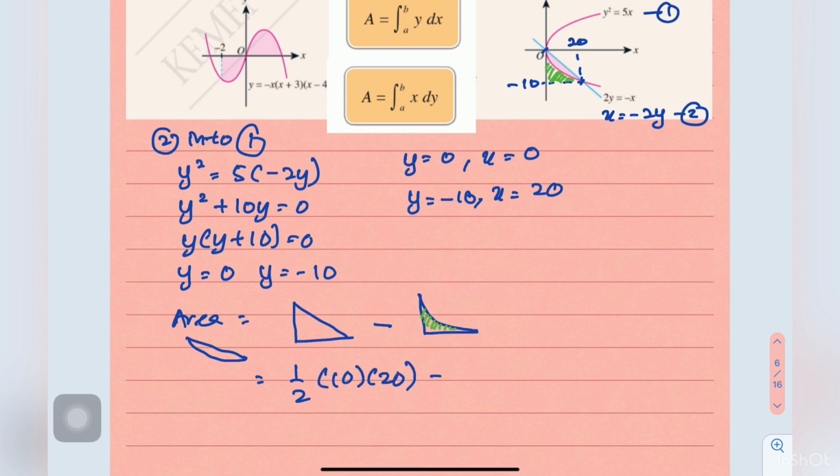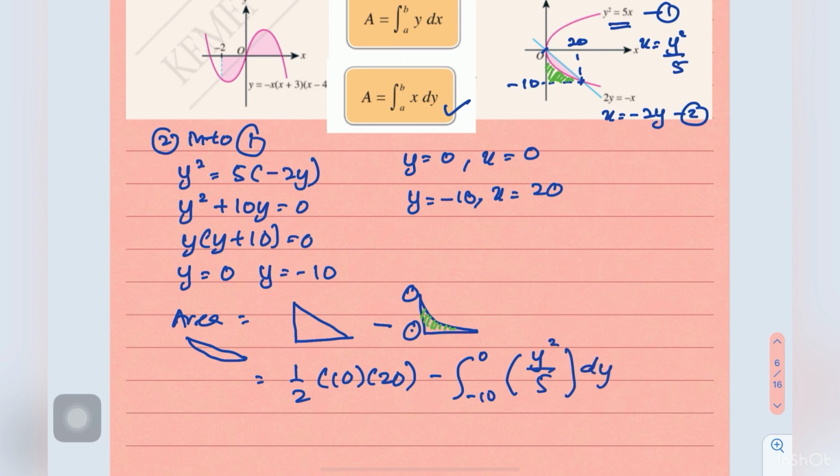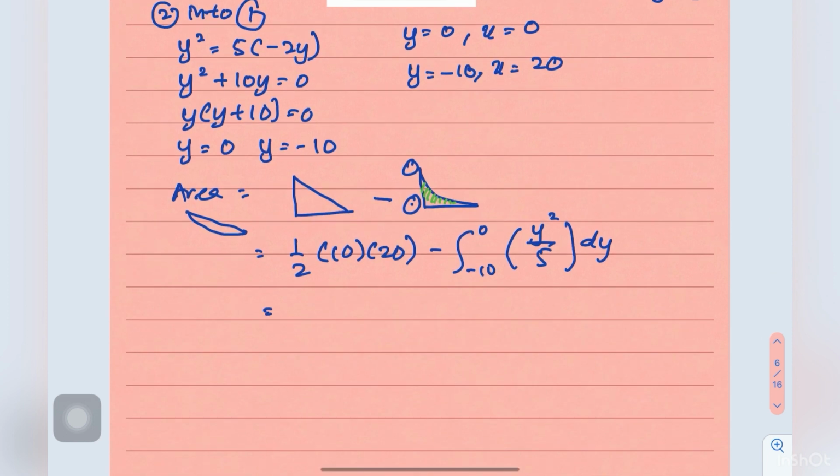Okay, so for this one, we have the lower and upper boundary values of y, therefore we use the second formula. So integrate x with respect to y. The lower boundary is negative 10, the upper boundary is 0. The x is from this equation; we need to make x the subject. So x equals y squared over 5. So we integrate y squared over 5 dy.